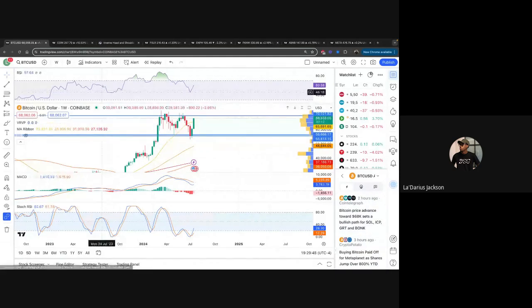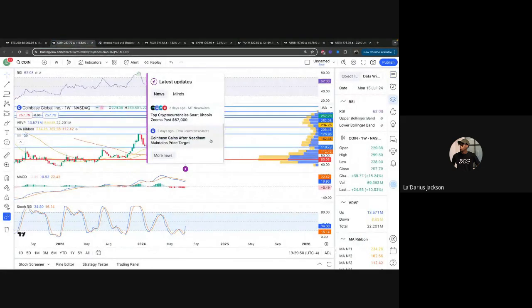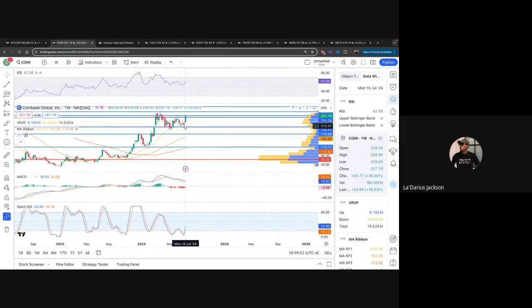I have to find the article. I don't want to waste all the time. But again, crypto is moving up. Coinbase is a good stock to watch for crypto.